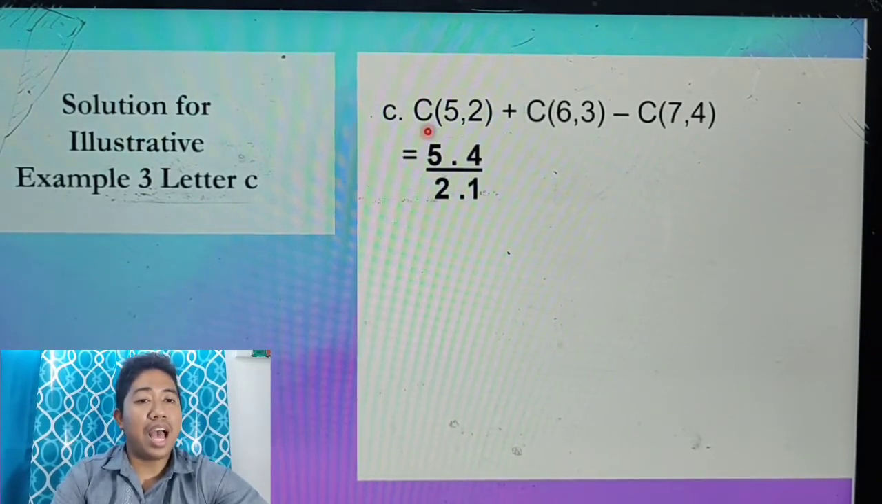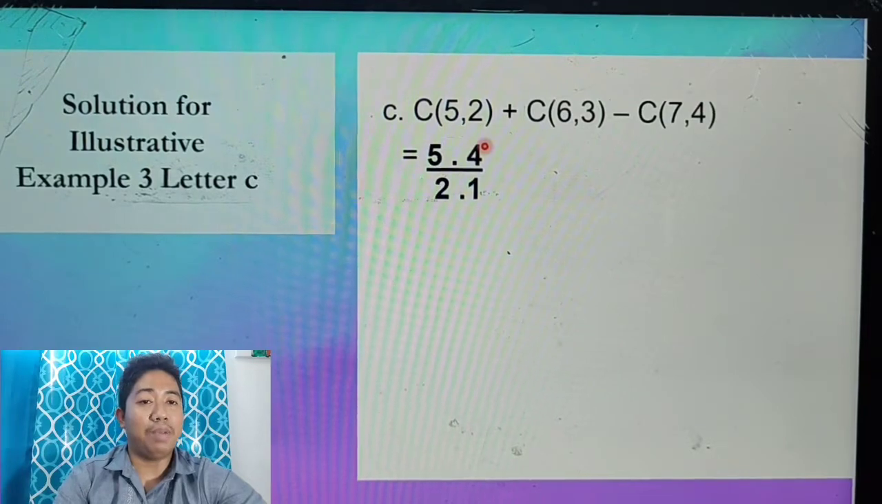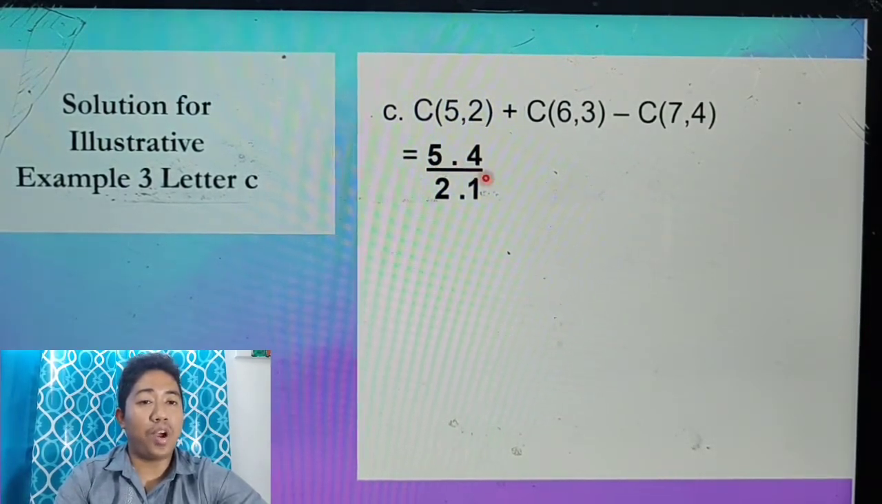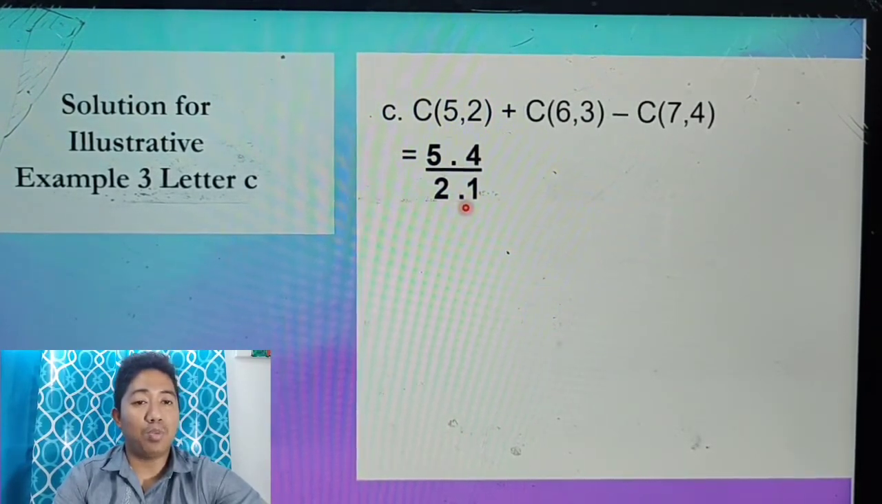So combination of 5 taken 2, we need to take 2 numbers on the numerator and denominator. Starting from 5, the largest number, downwards to 4. And we need to take 2 numbers, so we need to factorize 2 times 1.